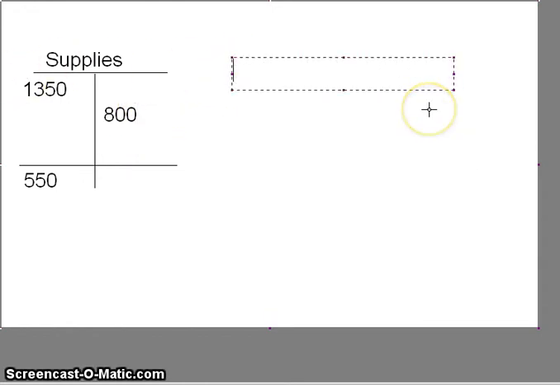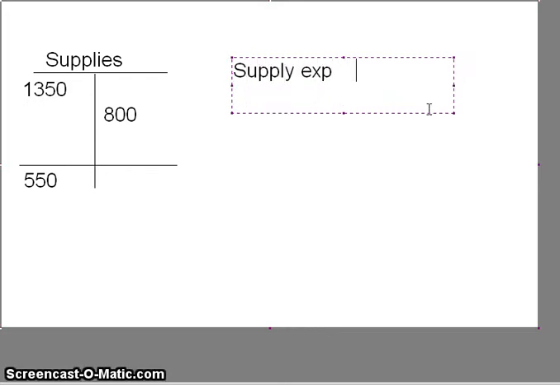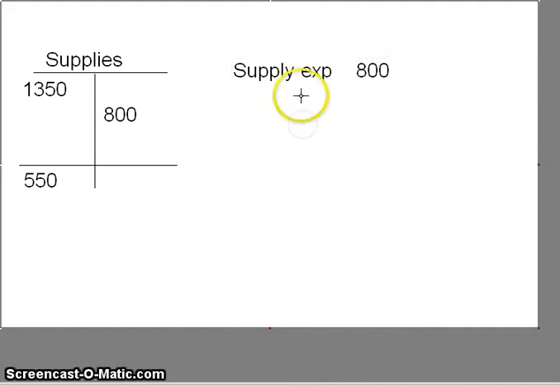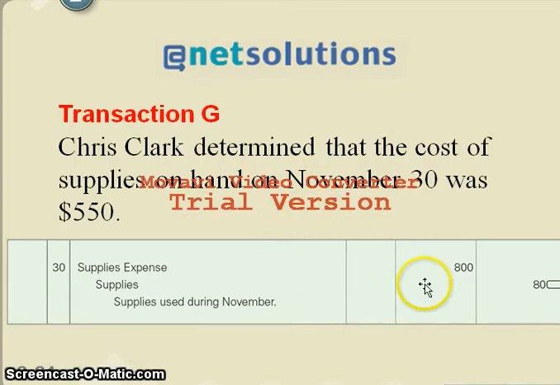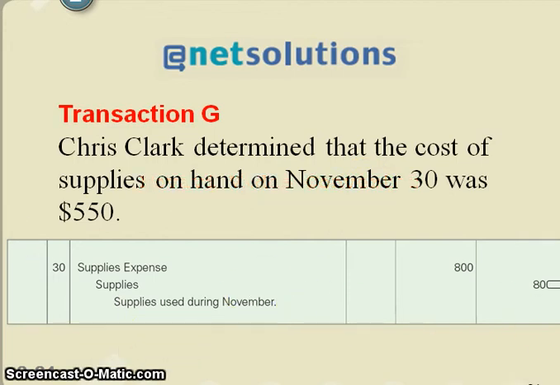You've got a debit to supply expense of $800, and you've got a credit to supplies of $800. And that will give you the appropriate amount of $550 left in the supplies account. Okay, let's go back to over here. So there's your journal entry, the same one I just did on screen.